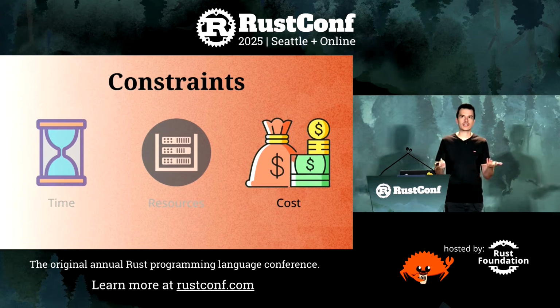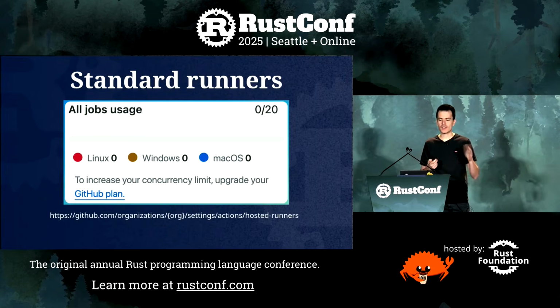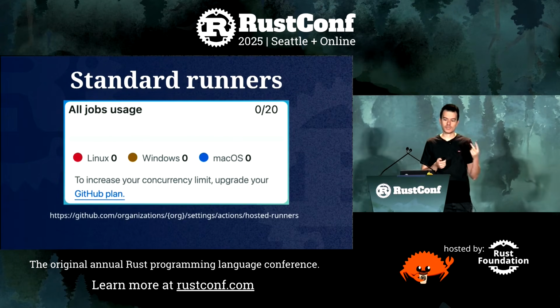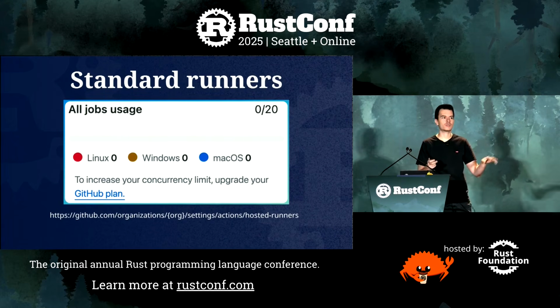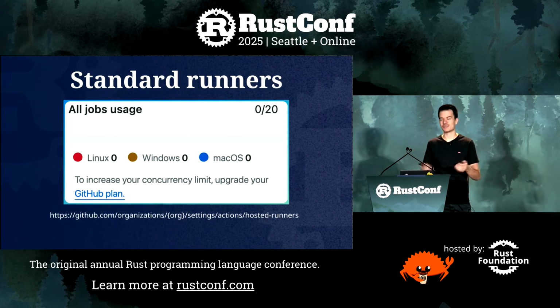And maybe you're wondering, but wait a minute, aren't GitHub Actions free for open source? Well, kind of. If you go to the settings of a free organization on GitHub, you'll see this mini dashboard that shows that GitHub offers 20 standard runners concurrently. But we already saw that just for the Rust repository, the auto build needs 84 jobs at the same time. So of course, this is not enough for us.